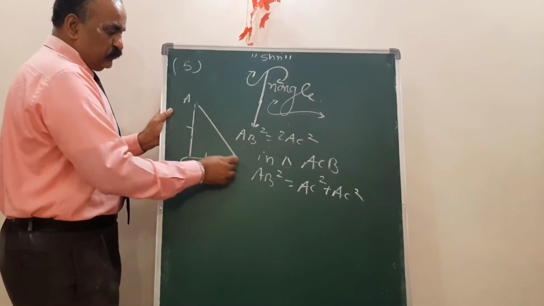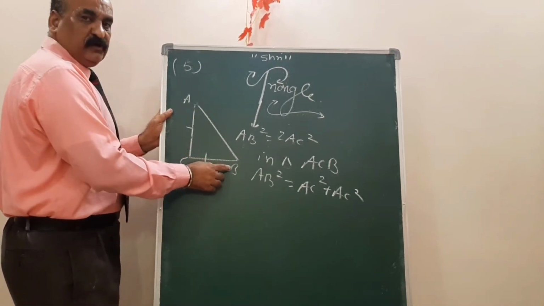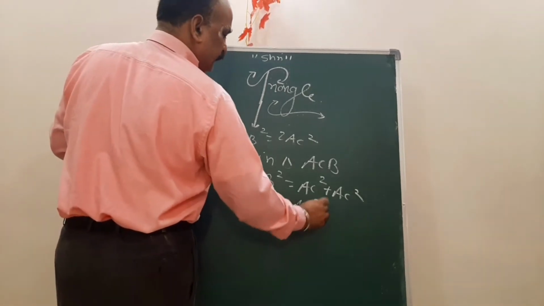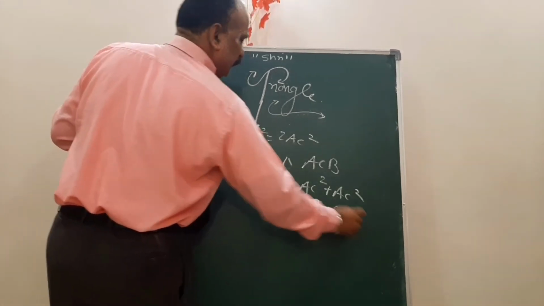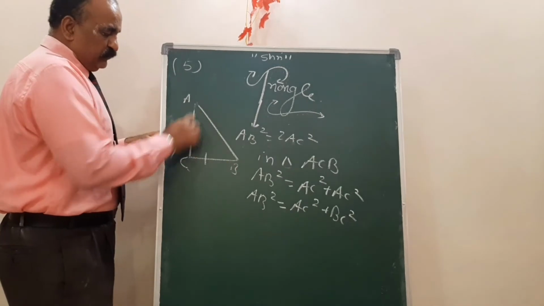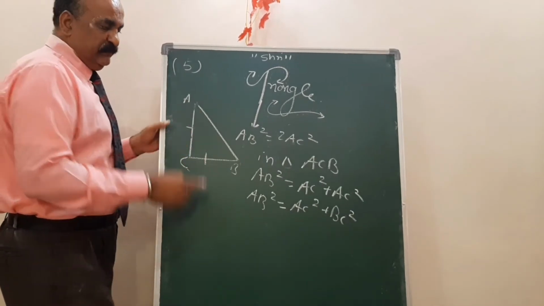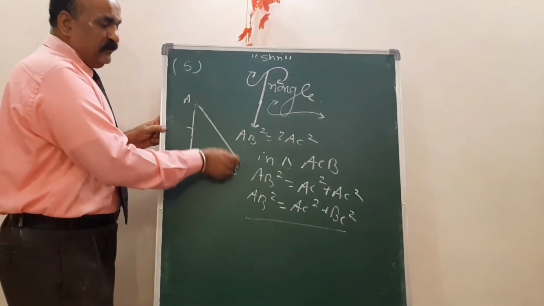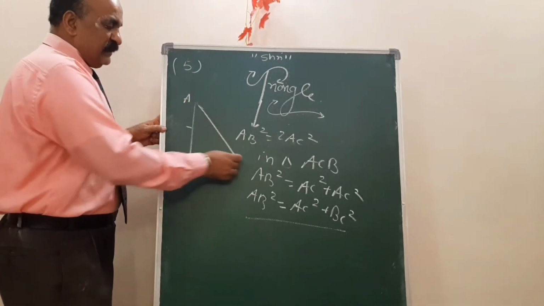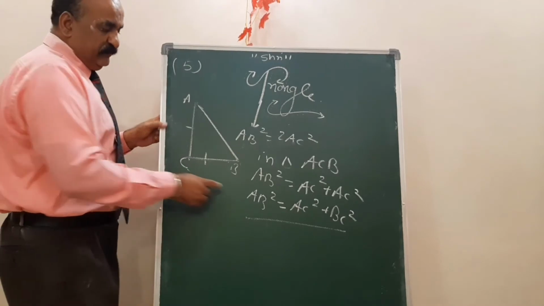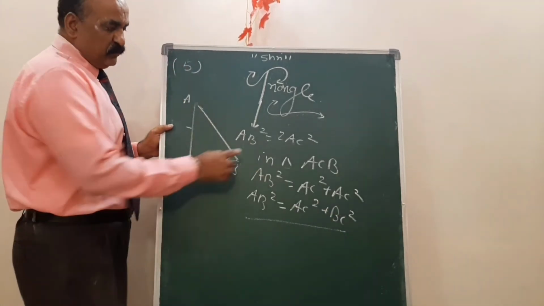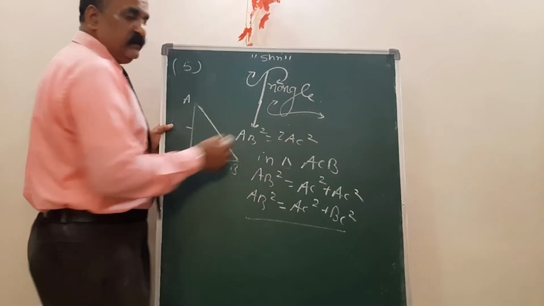and AC is equal to BC. It means AB square is equal to AC square plus BC square. If AB square equal to AC square plus BC square, it means this is a right angle triangle because AB will be the hypotenuse and these are the sides. It means hypotenuse square equal to perpendicular square plus base square.